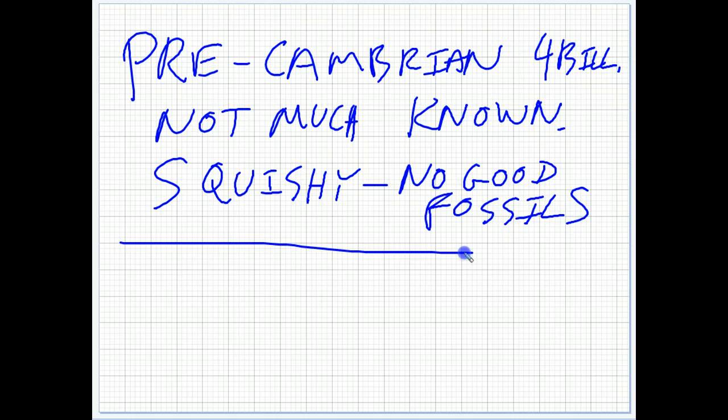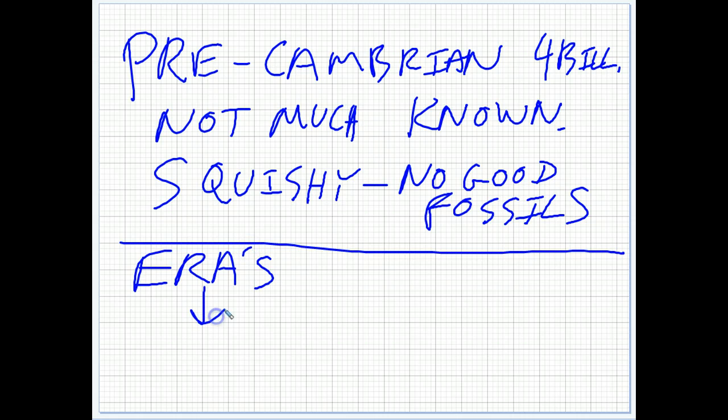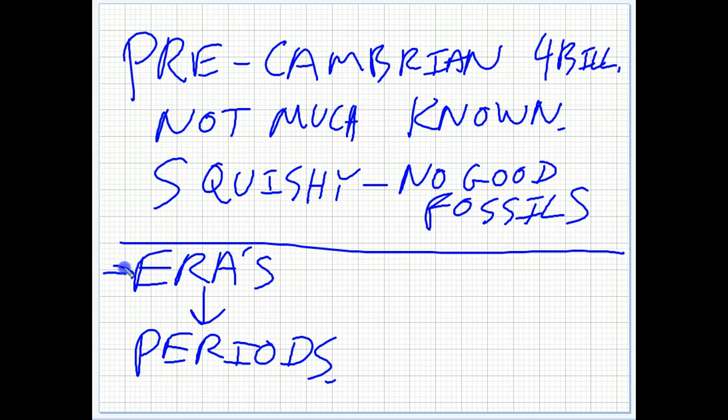Then the remaining time after Precambrian is divided into eras. An era would be like a year, and then each era is divided into many periods, which is kind of like a month out of a year. So we've got a big division and smaller divisions, and then we won't talk about the subdivisions of that because it gets pretty tedious. But we have the Paleozoic, which means ancient life, Mesozoic, which means middle life, and the Cenozoic, which is where we are now, the age of mammals, which is modern life.